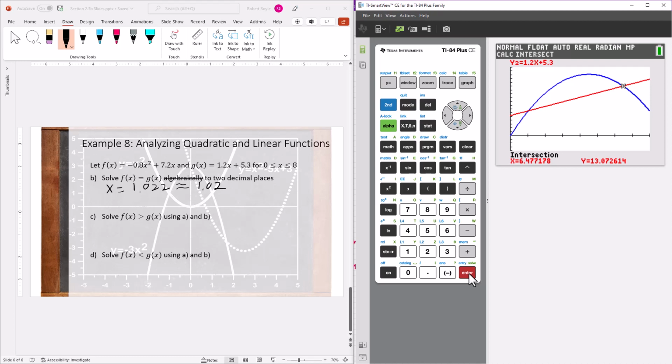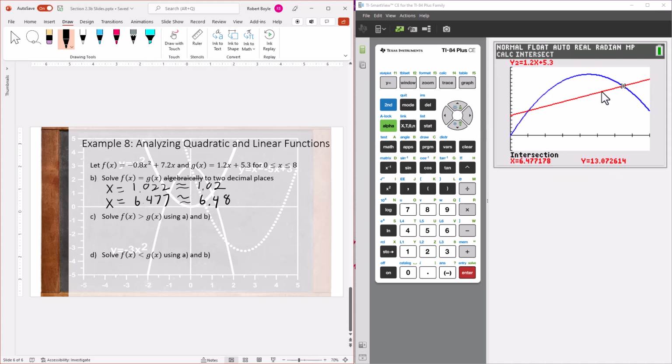And here we have x is equal to 6.477. And that will round to 6.48. Once we have this, and of course once we have the graph, the rest of this is pretty straightforward. So for example, here we want to find those regions of x where f of x is greater than g of x.